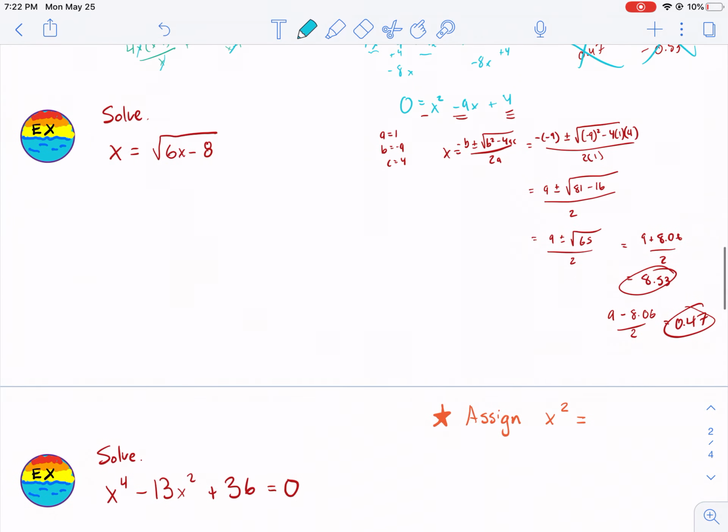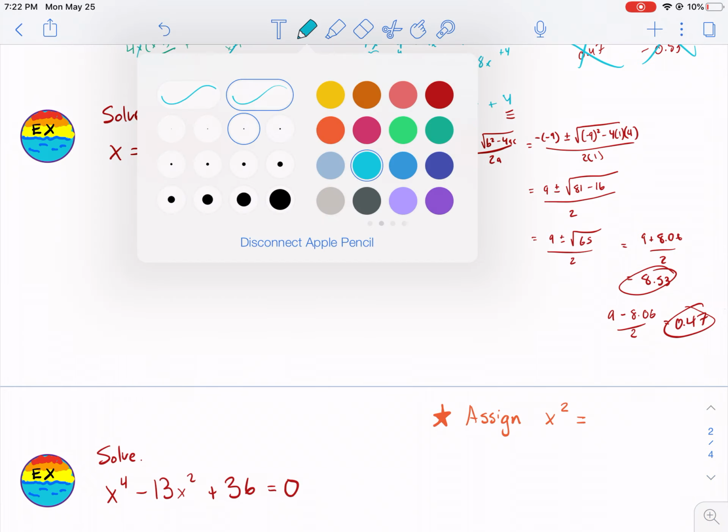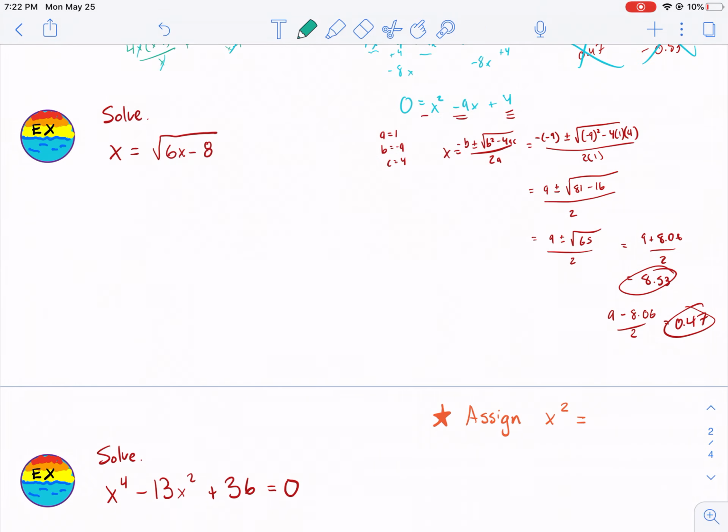Okay, we got 2 more problems to go. Hopefully we can finish this up soon so you guys don't have to watch this video any longer. Let's go ahead and get started. So what we're going to do here is we're going to square both sides. We get x squared equals 6x minus 8. Anytime you square both sides, you need to check your answer at the end to make sure it makes sense.